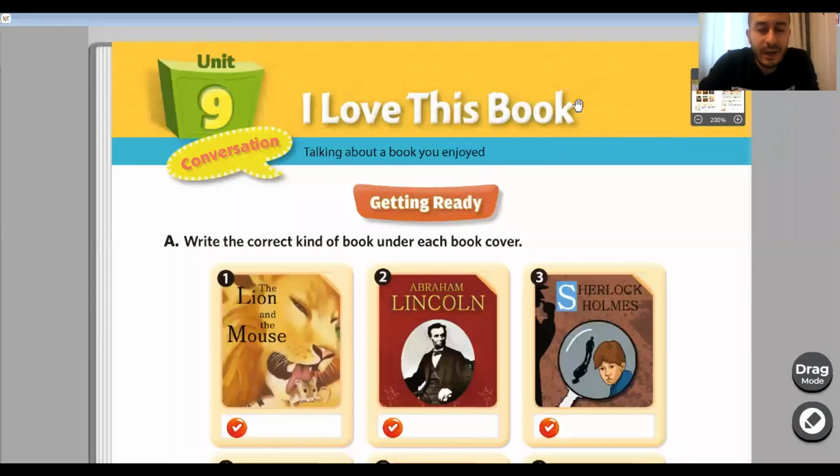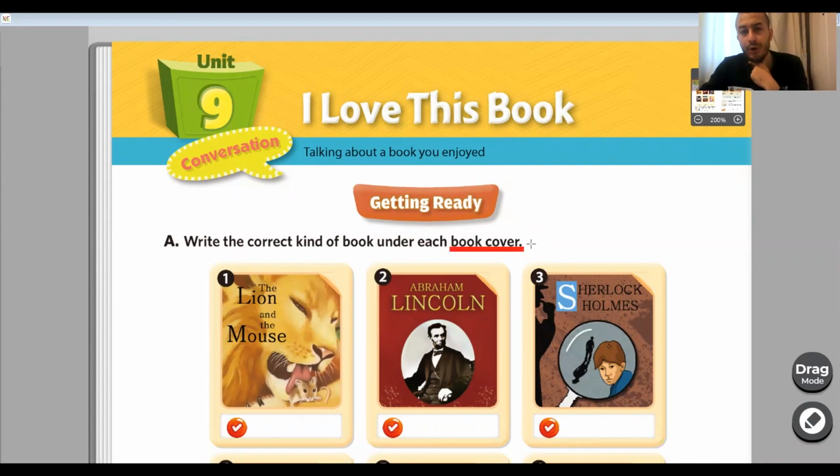Hello again. In this unit, you will be able to speak or talk about a book you enjoyed reading, or you actually enjoy reading at the moment. Are you ready? Yes. So let's go to activity A and read the instructions together. It says, write the correct kind of book under each book cover. Do we have any new words that we don't know their meaning? Yes, I would say book cover.